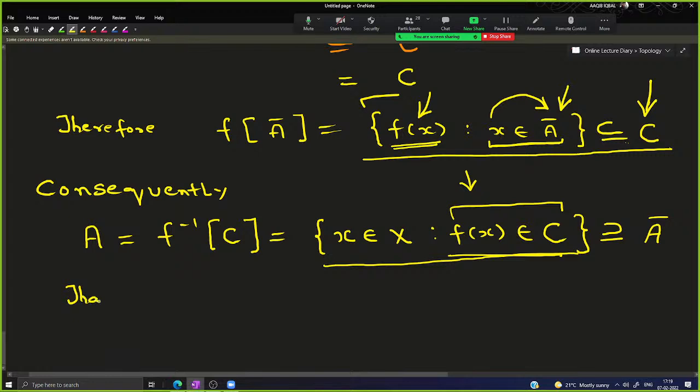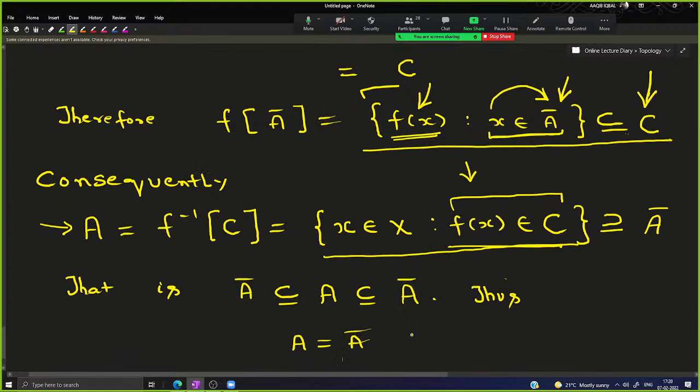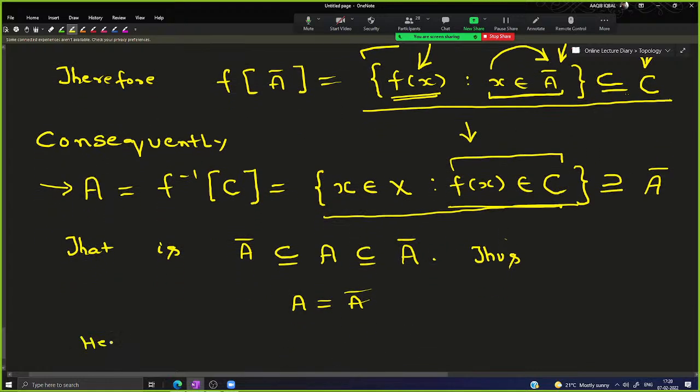That is, A closure is contained in where? A closure is contained in A. And A is already contained in A closure because A closure is A union D of A. ठीक. So A is already contained in A closure. तो यहाँ से फिर क्या साबित होता है? Thus A is equal to A closure. और जब ऐसा होता है, the set is closed. Hence, because A closure is a closed set, hence A is closed.